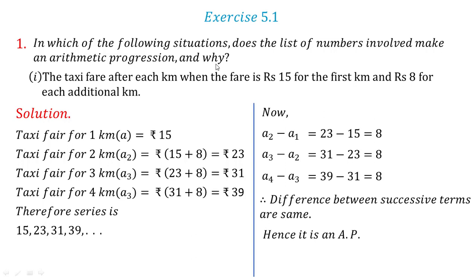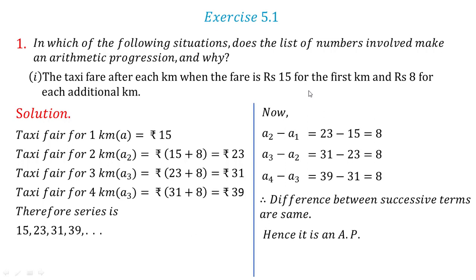Okay, so we have to check whether the sequence which I will get after reading this statement is in arithmetic progression. If yes, then what is the reason? Okay, so a taxi fare after each kilometer, when the fare is rupees 15 for the first kilometer and rupees 8 for each additional kilometer.